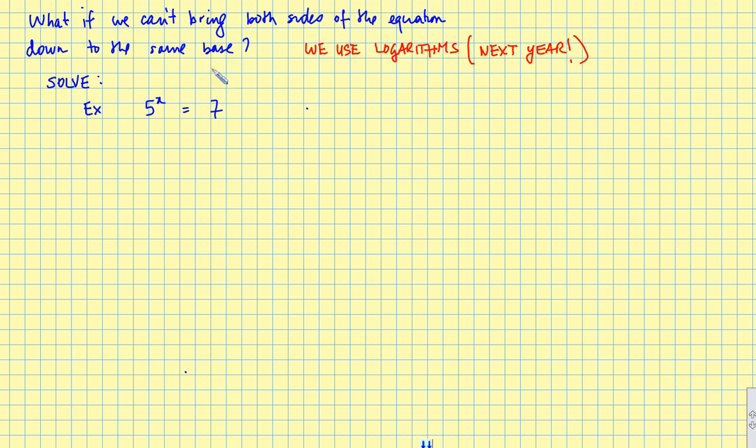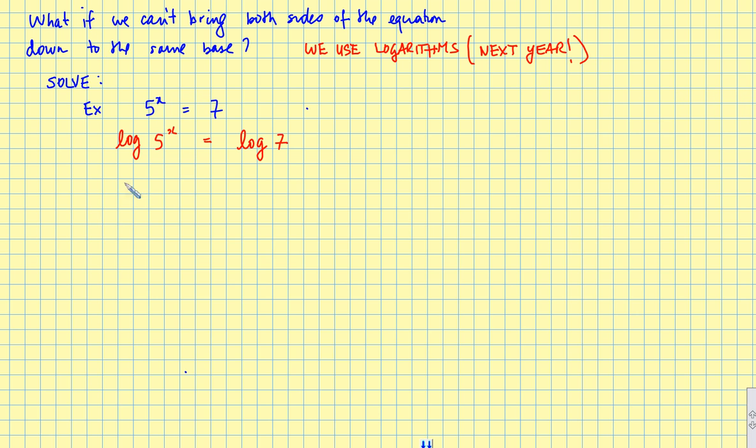Well, 5 is one base and 7 is another base, and I cannot possibly bring these two down to the same base. What I would have to use is not a discussion that we'll have this year, but a discussion that we'll have next year, just so that you have a heads up: when we can't bring the bases down to the same base, we end up using logarithms. So what we do is we take the log of both sides. Log of 5 to the x equals log of 7.